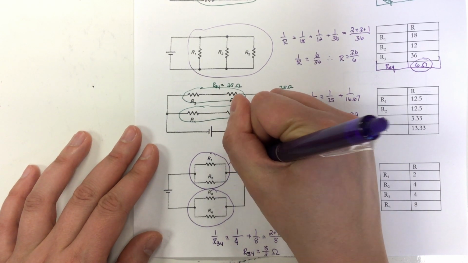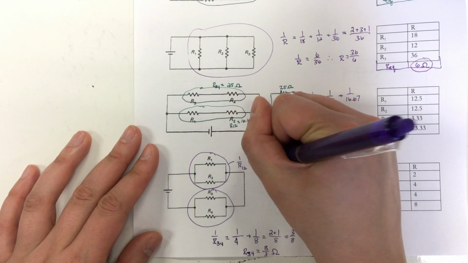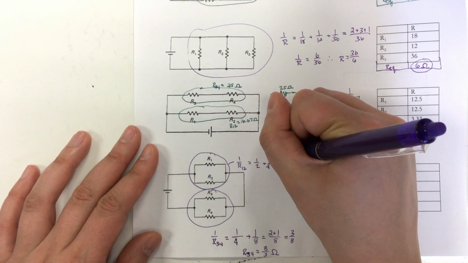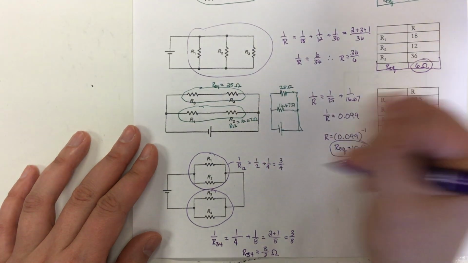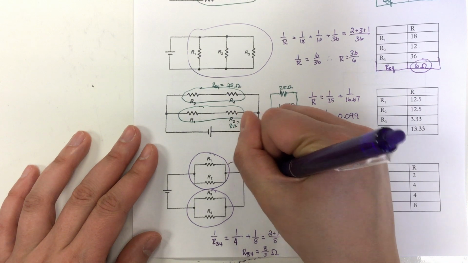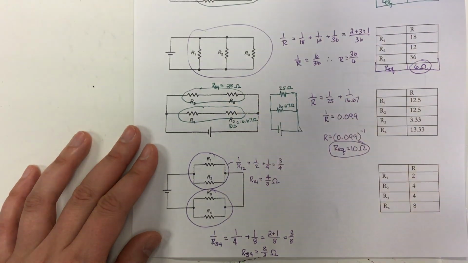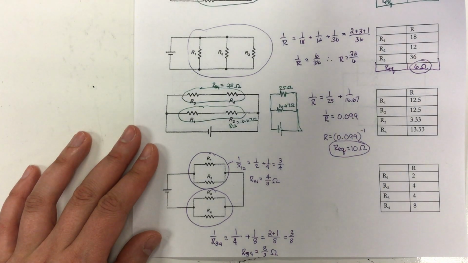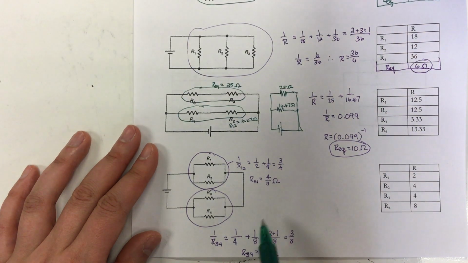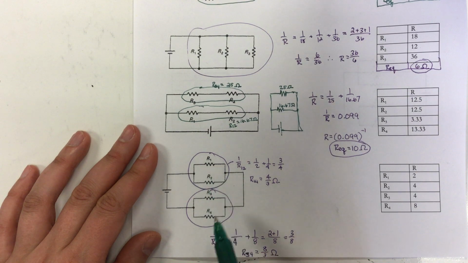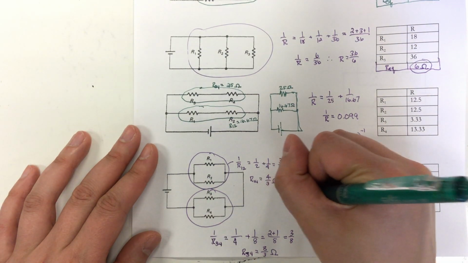So I would write that as R12 is like a half plus a quarter. And that's 3/4. Taking the inverse of that, that's 4/3 ohms. Redrawing here, this is now like having two resistors in series.